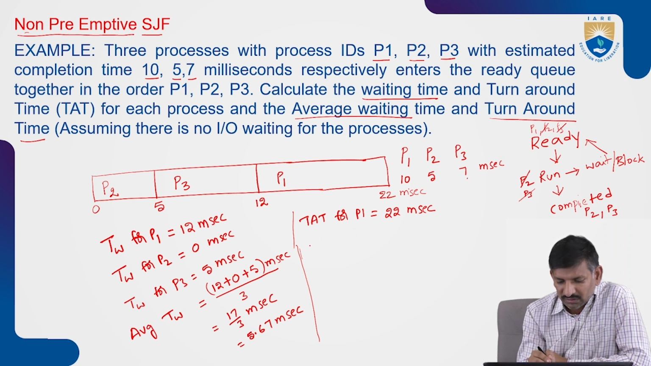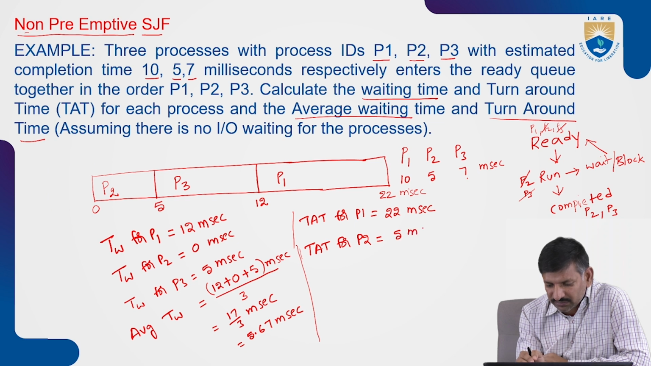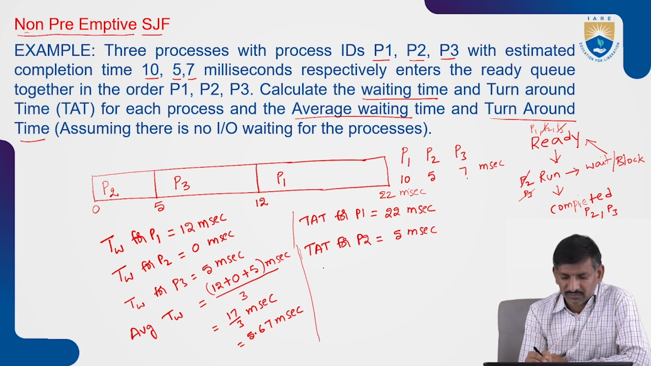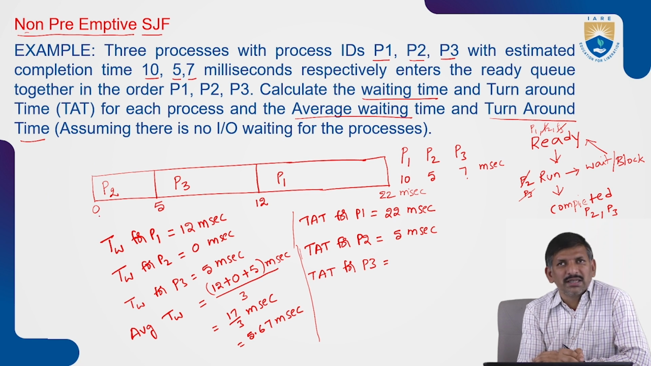Next, turnaround time for process P2. P2 entered the ready state at time 0 and its execution was completed at the 5th millisecond. Total 5 milliseconds. Next, turnaround time for process P3. P3 entered the ready state at time 0 and its execution was completed at the 12th millisecond. So the total duration is 12 milliseconds.